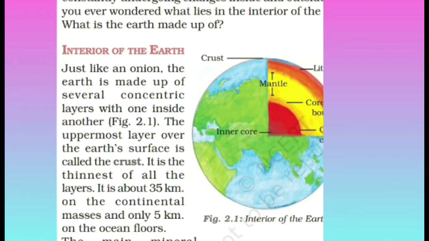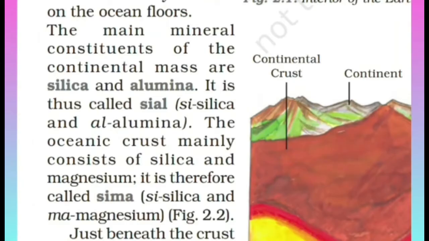The main mineral constituents of the continental mass are silica and alumina. It is thus called Sial, silica and alumina. So these are the main constituents of this continental mass.